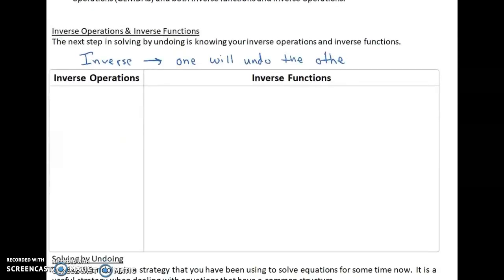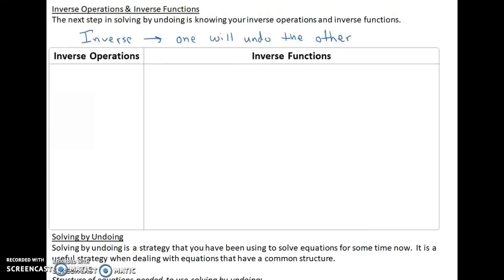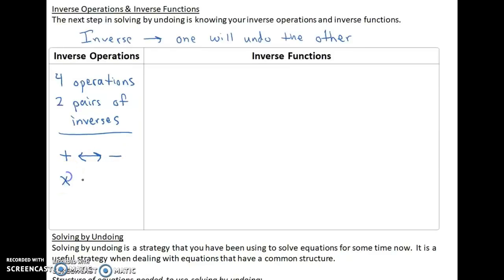So when you have your inverse operations, most students at this point have been working with those for quite a long time. You only have four operations: add, subtract, multiply, and divide. So as you start looking at your inverse operations, we have to pair different ones together, right? If you need to undo addition, we pair that with subtraction. You use subtraction to undo addition, and vice versa. Same thing with multiplication and division. If we need to undo division, say we're dividing by 3, we simply multiply by 3 to undo that.